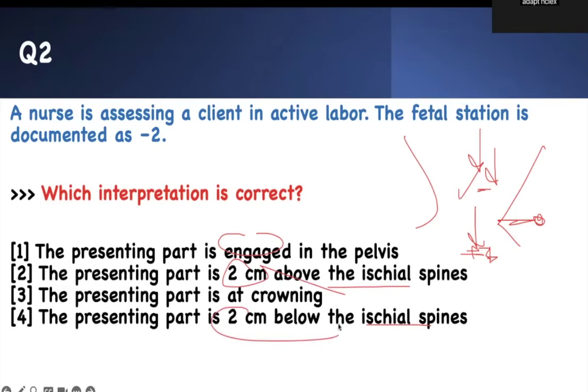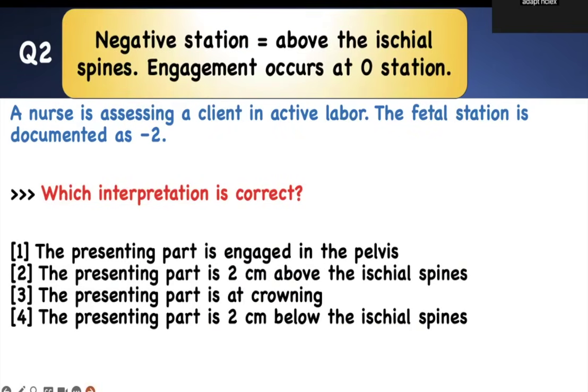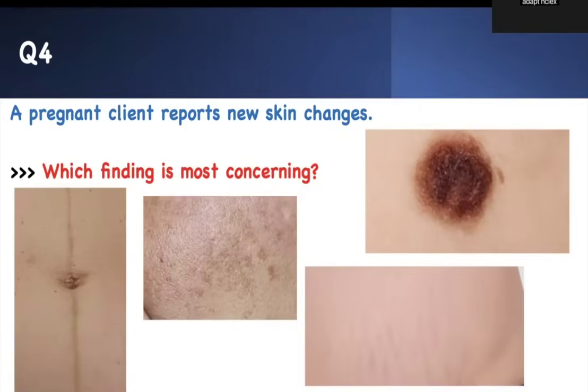Look like I'm doing something good. 2 centimeters below the ischial spine. I'm all the way down. Crowning, all the way down. Therefore, 2 is your right answer. But you can see how we just take the concept and use the concept to answer the question. A negative station is above the ischial spine. Engagement occurs at the 0 station.